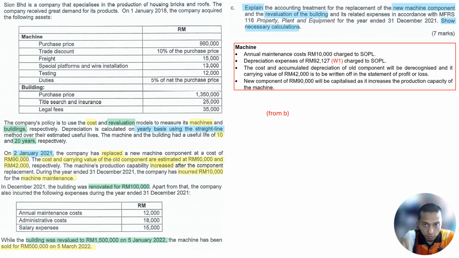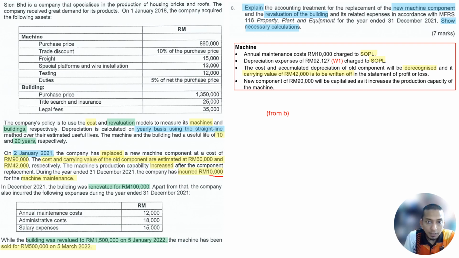All right, so for machine, annual maintenance, I mentioned here 10,000, no need. Okay, here is statement of profit or loss as expenses. Depreciation calculated here, no need, 92,000. Later I show you how to calculate the depreciation line, right? So the cost and accumulated depreciation will be derecognized, 40,000.